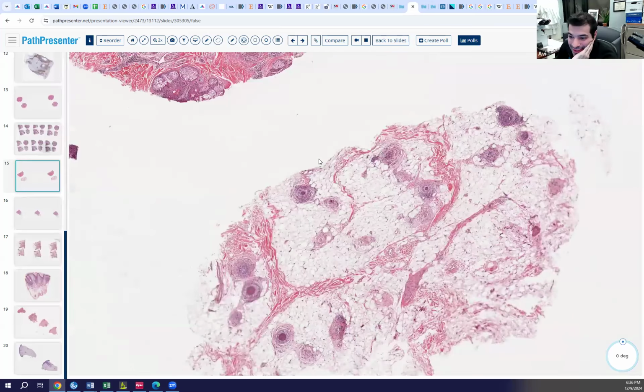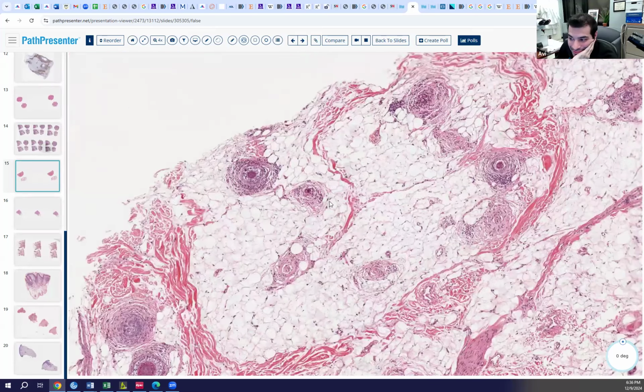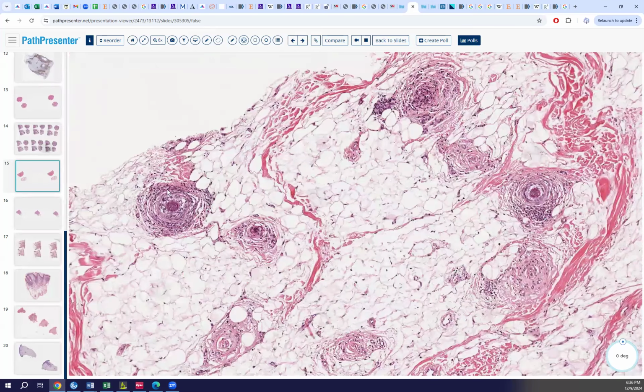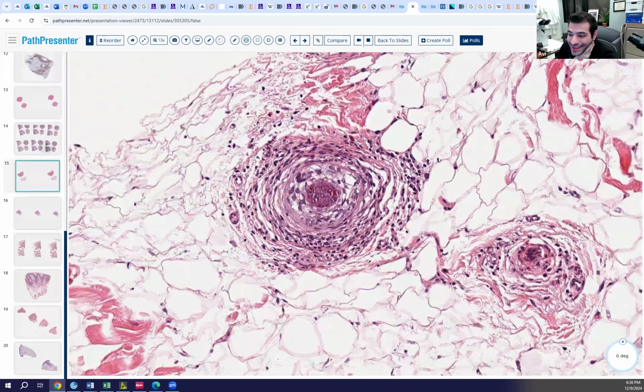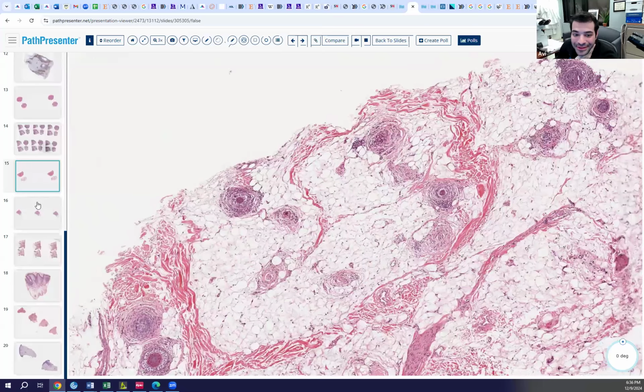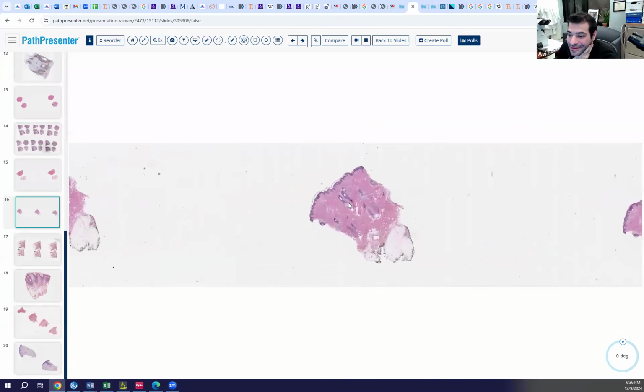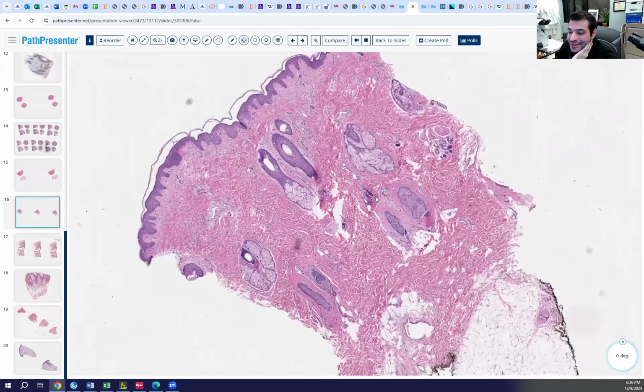We want to see it at another level. What about this level? Oh, little swarm of bees. Alopecia areata. Okay. Yes, this is alopecia areata. Very good. What about this?